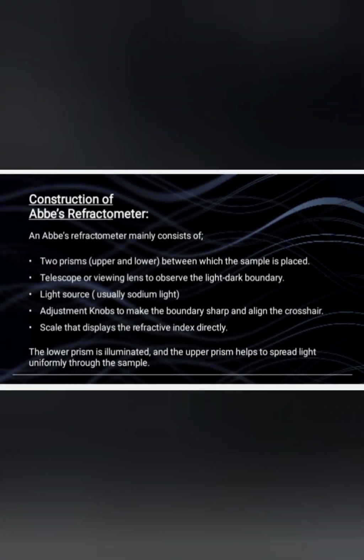Construction of Abbe's refractometer. An Abbe's refractometer mainly consists of two prisms, that is upper and lower, between which the sample is placed. Telescope or viewing lens to observe the light-dark boundary. Light source, usually sodium light. Adjustment knobs to make the boundary sharp and align the crosshair. Scale that displays the refractive index directly. The lower prism is illuminated and the upper prism helps to spread light uniformly through the sample.